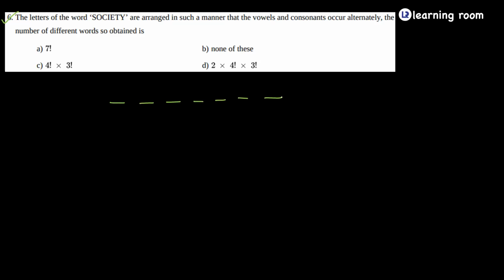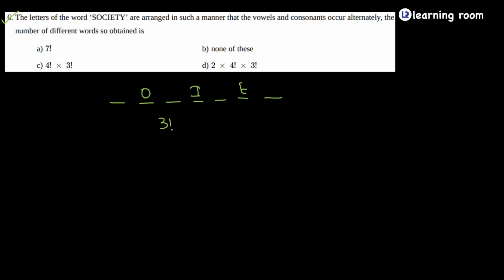SOCIETY. In that word society, what you need to do is, how many vowels are there? 3. So you can place O here, I here, and E here, for instance. I hope it is clear. So these 3 vowels can be arranged among themselves in 3 factorial ways.